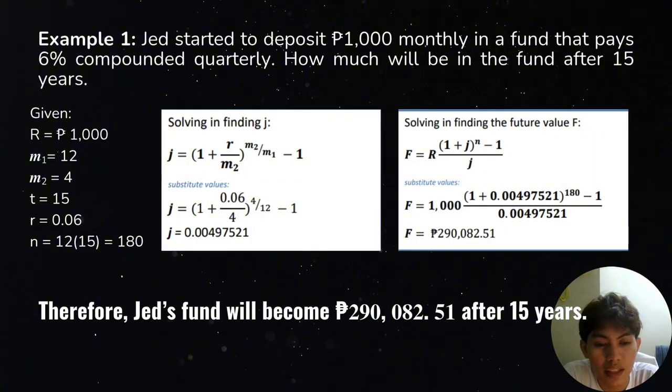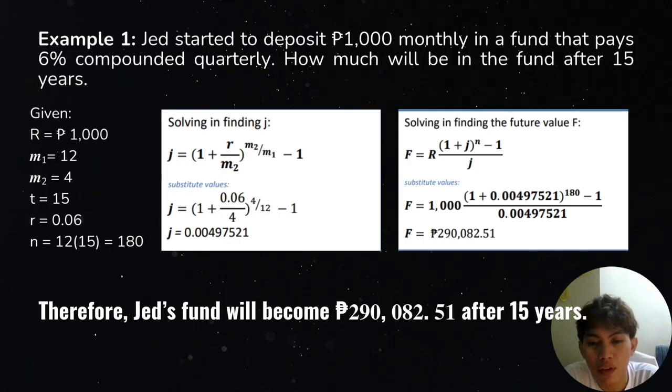Since the nominal rate is the interest rate that is compounded periodically, we will just convert the 6% into its decimal form, which is 0.06. And lastly, the n, or the number of payments. Since Jed is depositing 1,000 pesos monthly for 15 years, we will multiply 12 months by 15 years, which is 180. So Jed needs to pay 1,000 pesos 180 times.